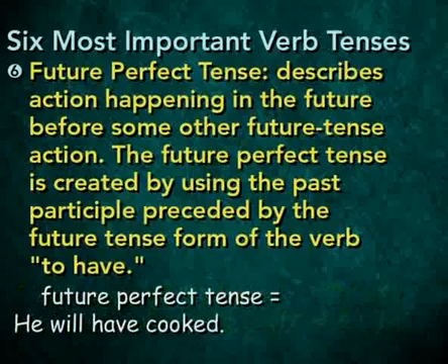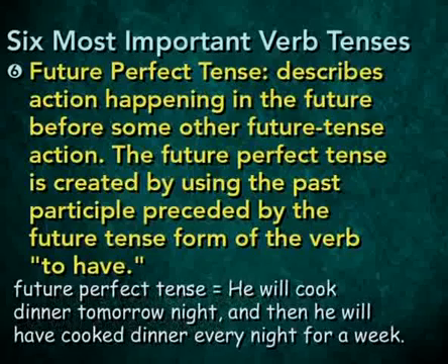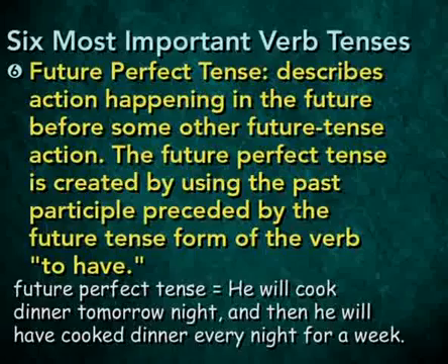How would we use this in a sentence? Well, remember, the future perfect tense is used to describe some future event happening before some other future event. Let's look at this example. He will cook dinner tomorrow night, and then he will have cooked dinner every night for a week. Notice what's happening in this sentence. Tomorrow, we're told, he will cook dinner, and when he does that, he will have cooked dinner every night for a week. The action of cooking tomorrow's dinner is taking place in the future tense. He will have cooked dinner every night for a week describes action taken prior to the cooking of tomorrow's dinner. So there's an example of how the future perfect tense is used. Of the 6 basic tenses in English, the future perfect tense is the one that's used least often.